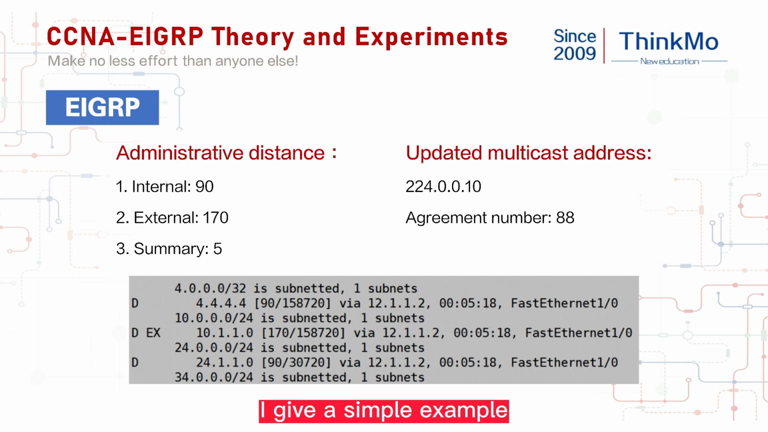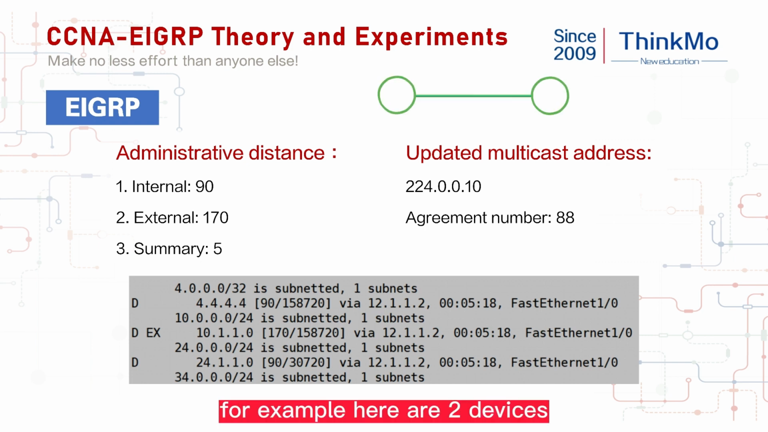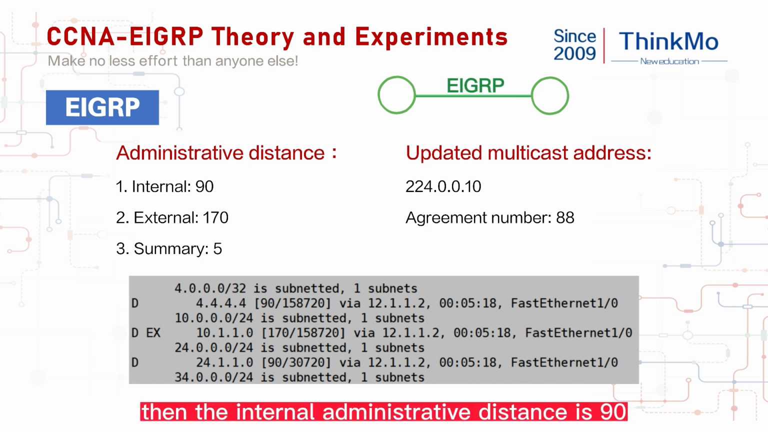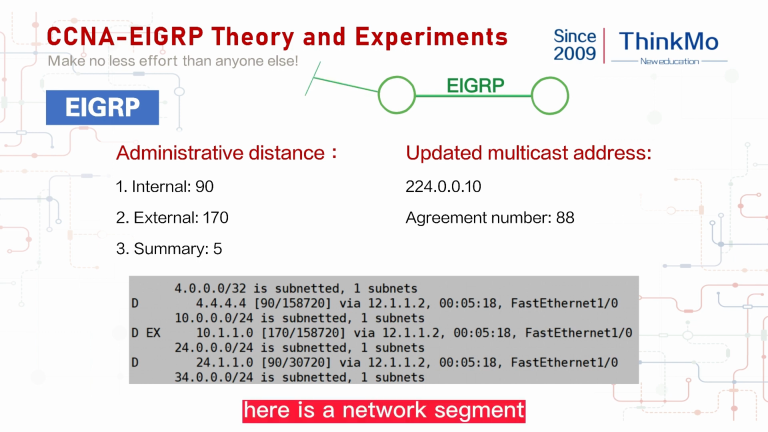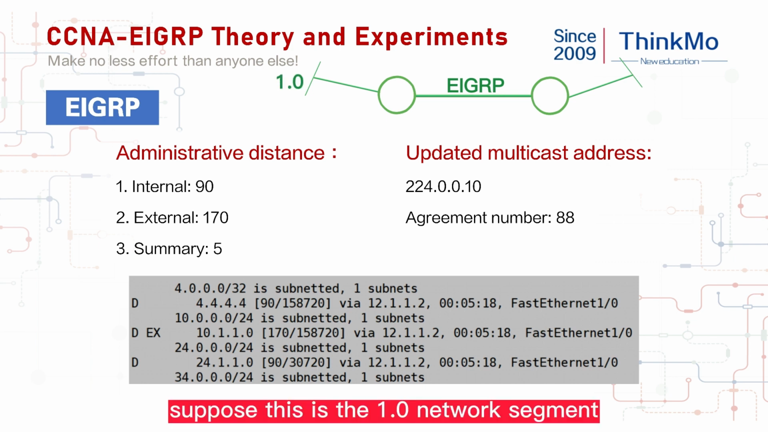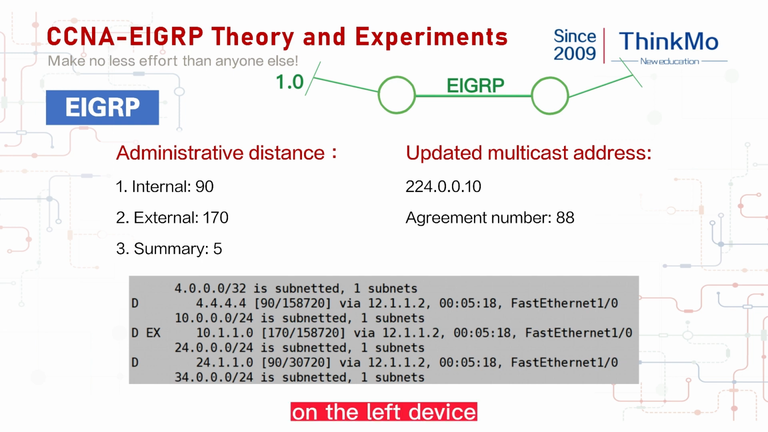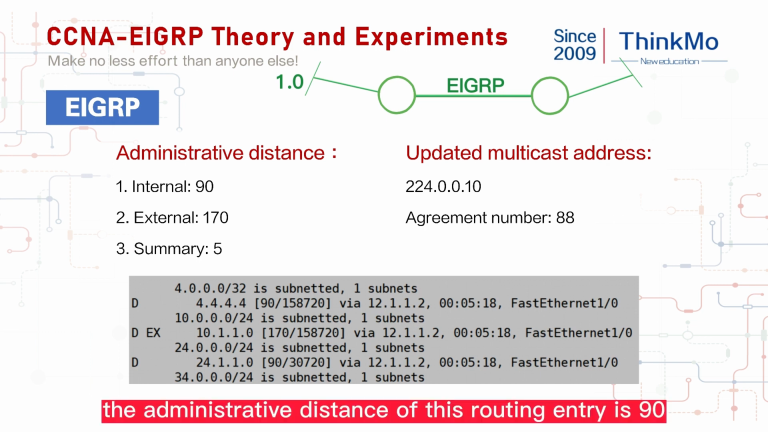I give a simple example. For example, here are two devices. Both devices are running EIGRP. Then the internal administrative distance is 90. Here is a network segment. There is also a network segment here. Suppose this is the 1.0 network segment. The right device learned 1.0 from the left device. In its routing table, the administrative distance of this routing entry 1.0 is 90.